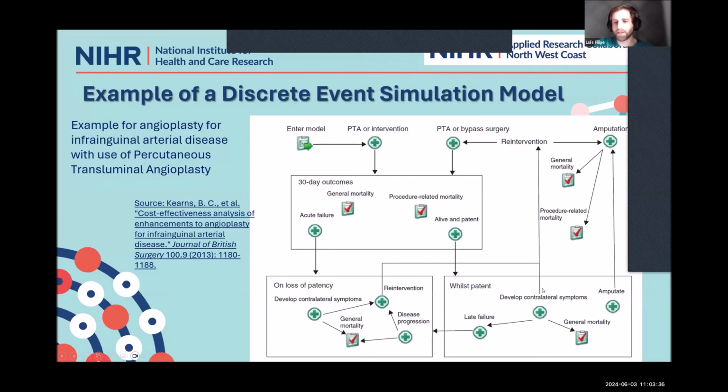You can see that it's really tricky. They get good. They may have late failure and go here, or they may develop contralateral symptoms and have to get a reintervention, which can be a PTA or bypass, or can be an amputation. So just for you to see that it's really tricky, but it's the evolution of the Markov model when the procedures are really complex and you want to go for something else.